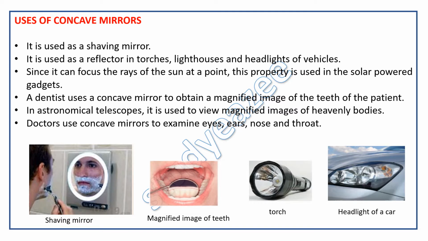Uses of concave mirrors. It is used as a shaving mirror. It is used as a reflector in torches, lighthouses, and headlights of vehicles. Since it can focus the rays of the sun at a point, this property is used in the solar-powered gadgets. A dentist uses a concave mirror to obtain a magnified image of the teeth of the patient. In astronomical telescopes, it is used to view magnified images of heavenly bodies. Doctors use concave mirrors to examine eyes, ears, nose, and throat.